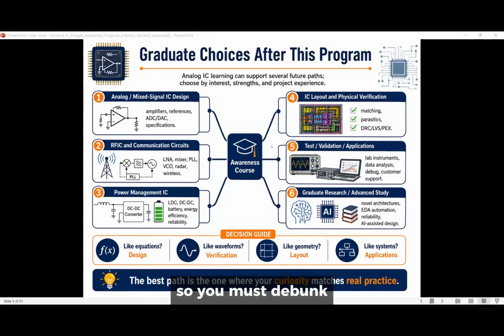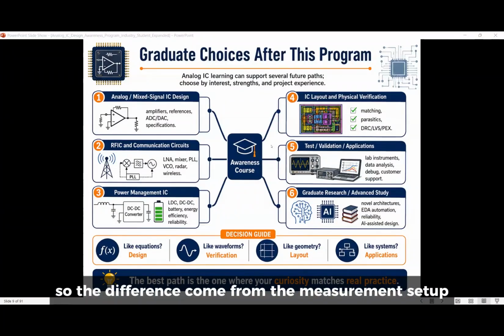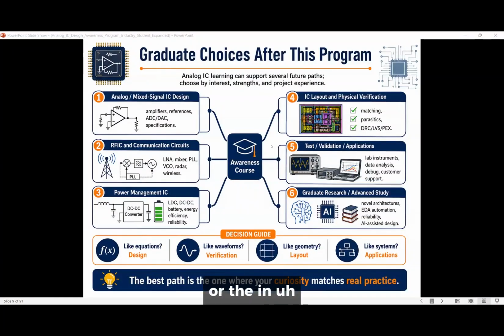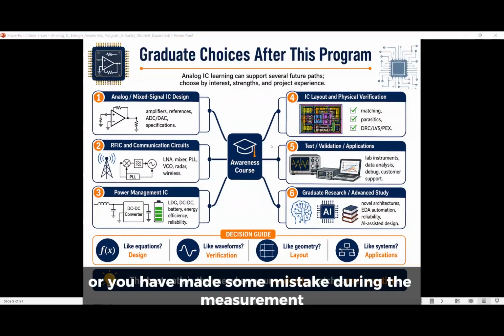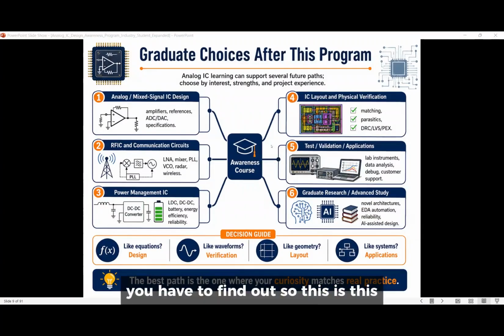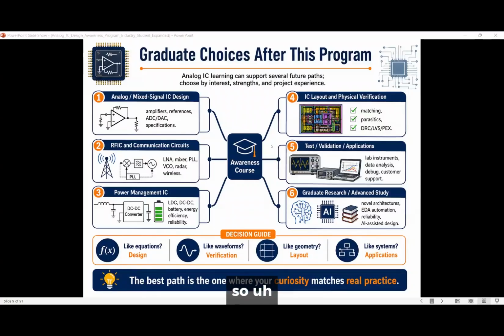You must debug whether the difference comes from the measurement setup, measurement inaccuracy, or a mistake during the measurement. You have to find out. This requires a lot of experience measuring different circuits.